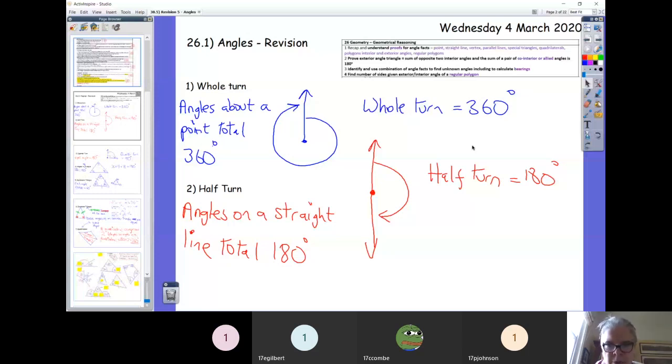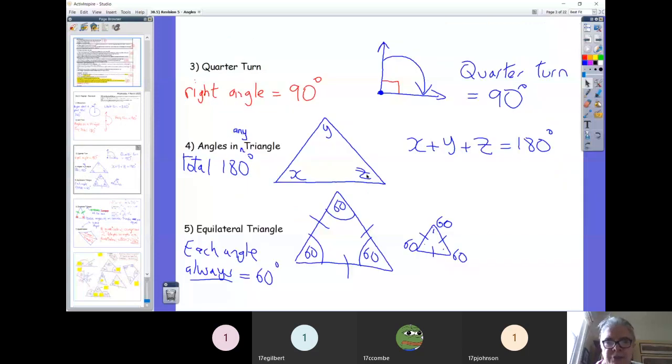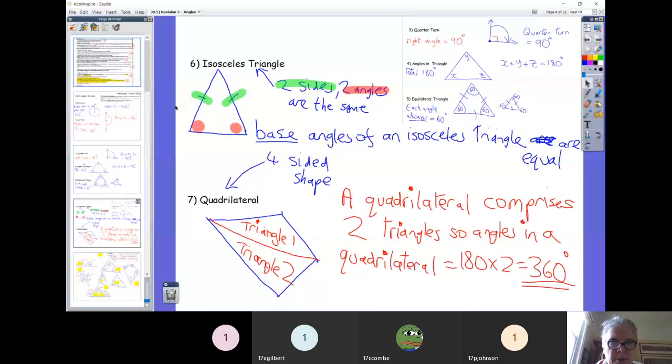And then the 4th thing we're aware of, that the angles in any triangle, the 3 angles, will total 180. And then in a special triangle, so in an equilateral triangle, all 3 sides are the same and all 3 angles are the same. So all 3 angles are 60 degrees. And remember, with an isosceles triangle, we have 2 sides which are the same, not 3, and the base angles of that isosceles triangle are equal.